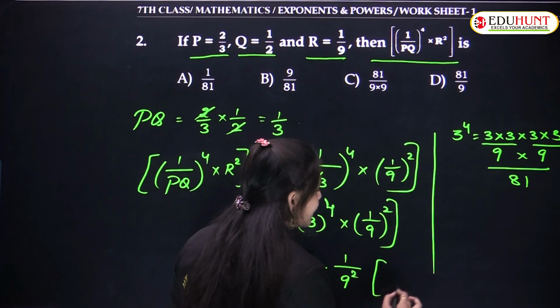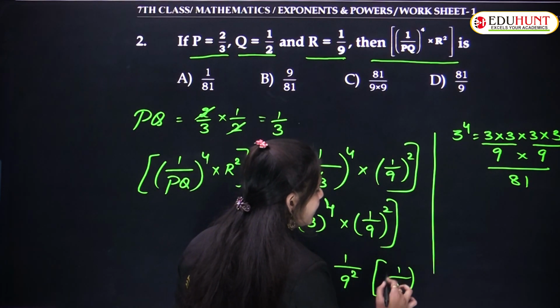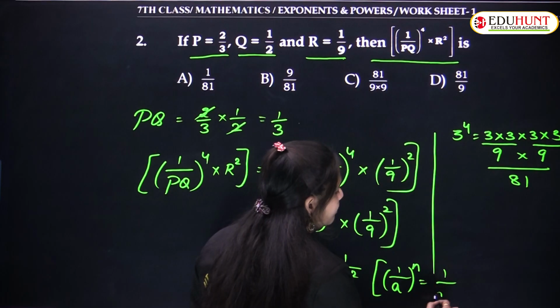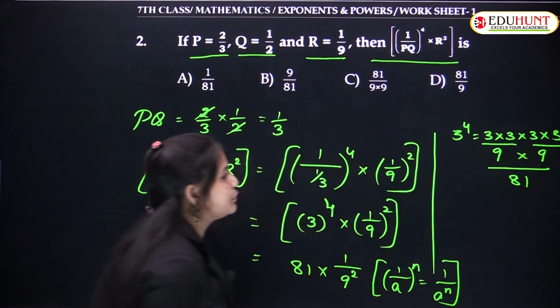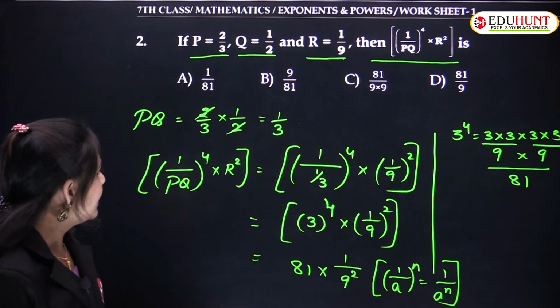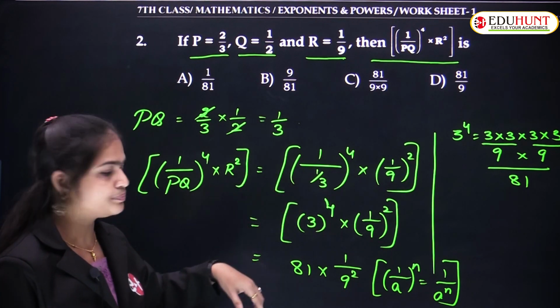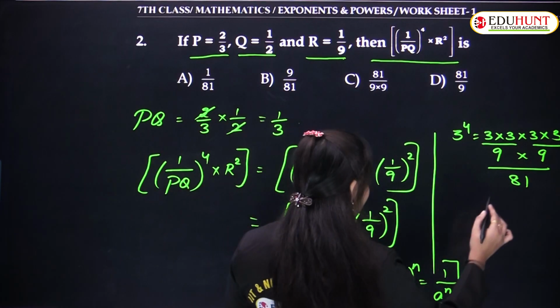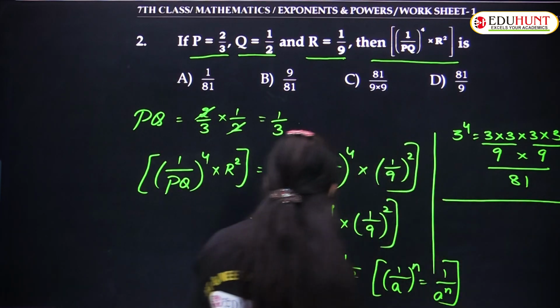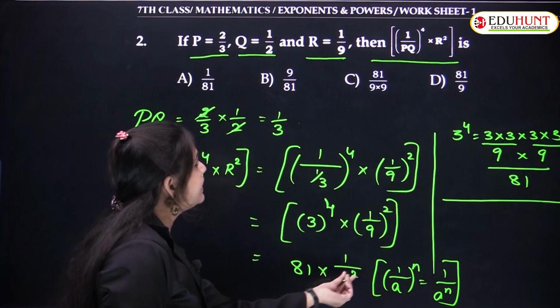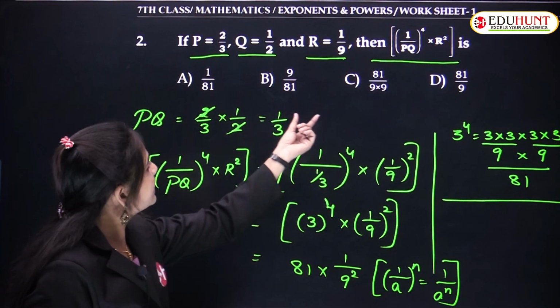Why? Because the formula is 1 by a whole power n is equals to 1 by a power n. That formula we have to apply here. Okay. Here also we applied the same formula, no? Here 3 power 4. Okay. Now see that which is equals to 81 by 9 square. So that's what they have given here, no?